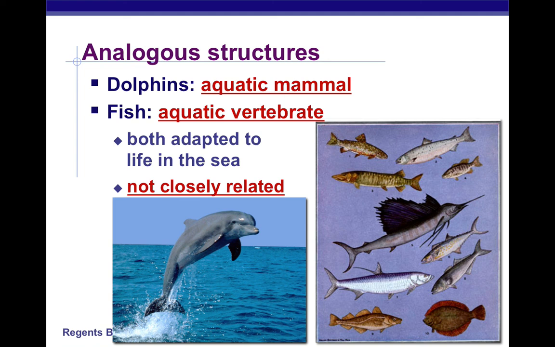Another example of analogous structures would be aquatic mammal and aquatic vertebrate. Dolphins and fish look very similar. They have that streamlined shape because it is very successful in the water. But if you look inside, it's very different. The bone arrangement is different, and that indicates they are not closely related, even though they look fairly similar.